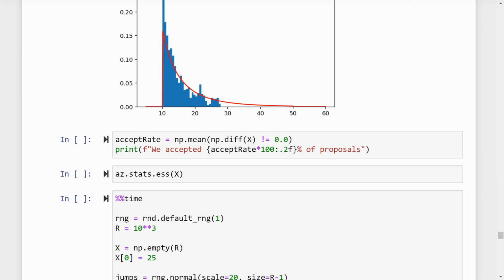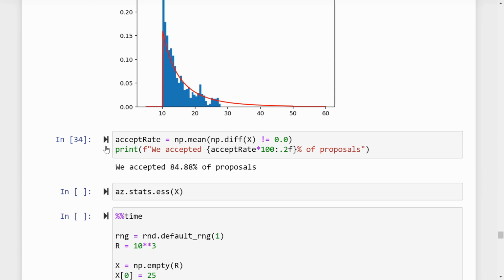This is quite heuristic. One simple numerical test is to look at the fraction of proposals which were accepted in the MCMC run. The diff function gives us the difference between consecutive elements of the exit array, and the fraction of these differences which are non-zero gives us the fraction of proposals which were accepted. The result is 84%.